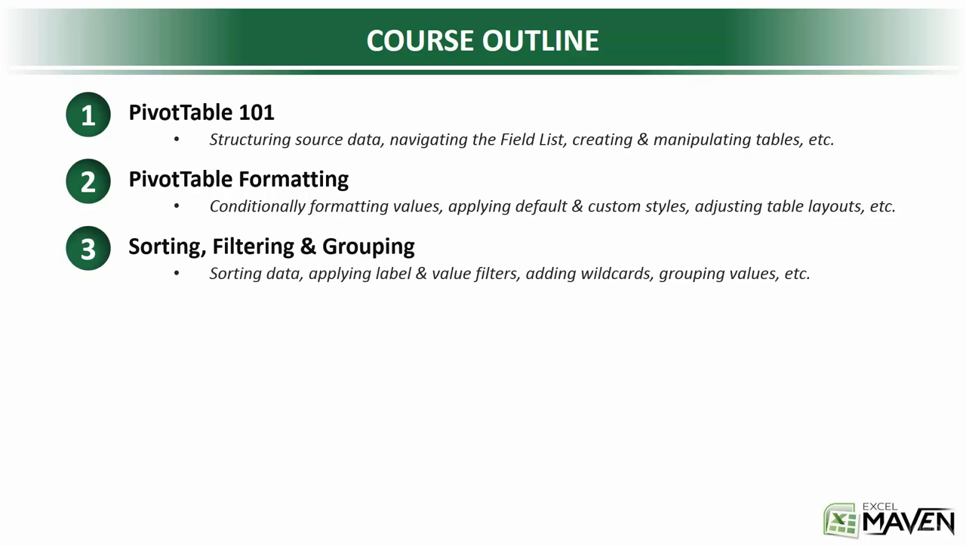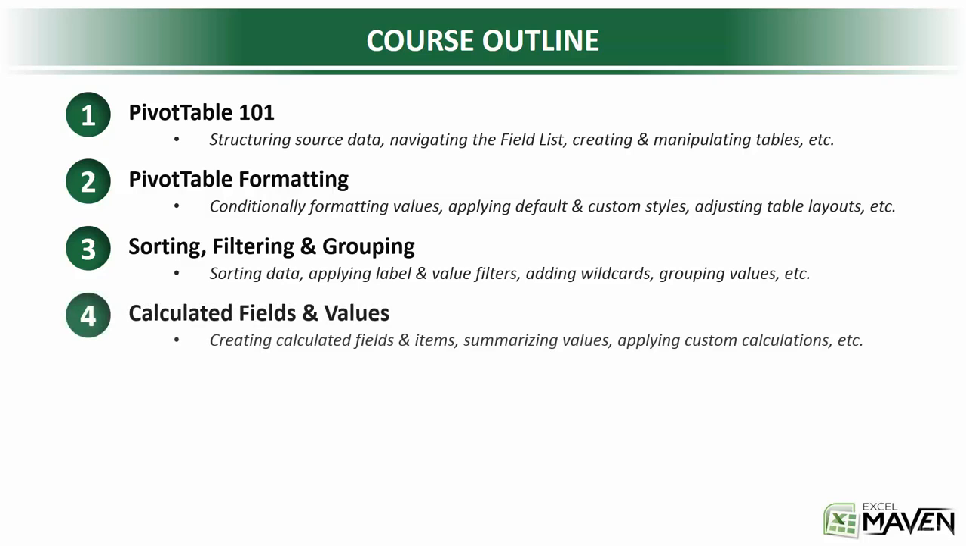Section 3 is where things start to get a bit more interesting. So this is sorting, filtering, and grouping tools. We'll talk about label and value filters, wildcards, grouping options, etc. And then by section 4, we'll really hit our stride. Calculated fields and values. This is where pivot tables really start to add a tremendous amount of value. So we'll practice creating custom calculated fields and items, summarization modes, and much, much more there.